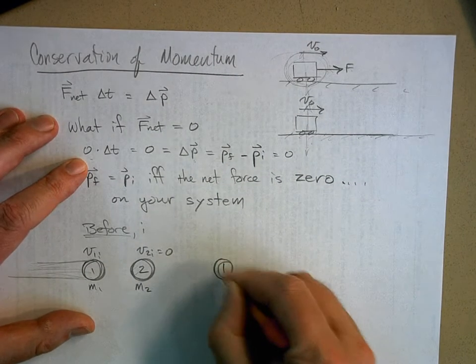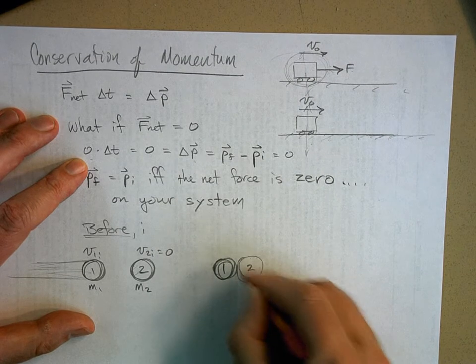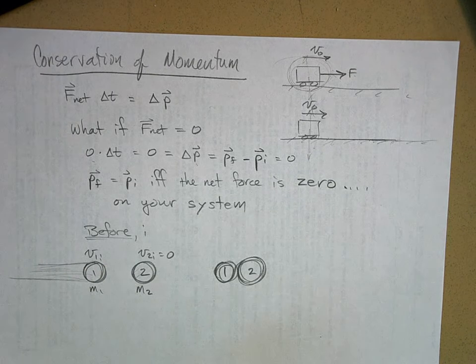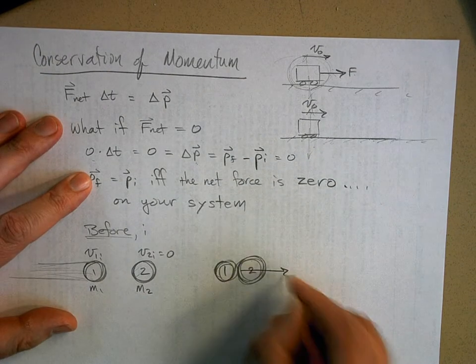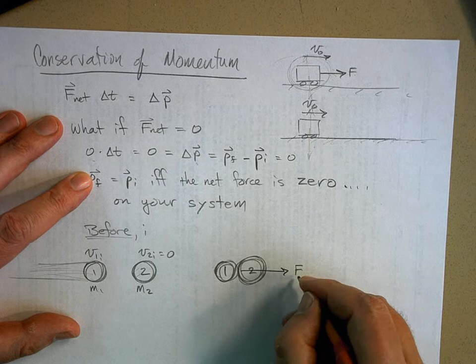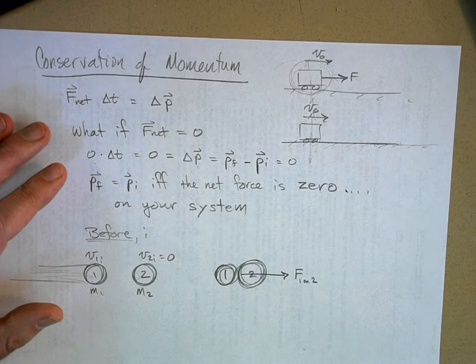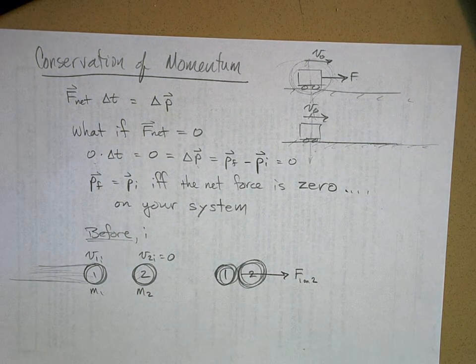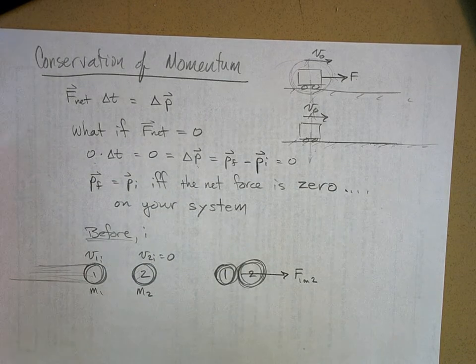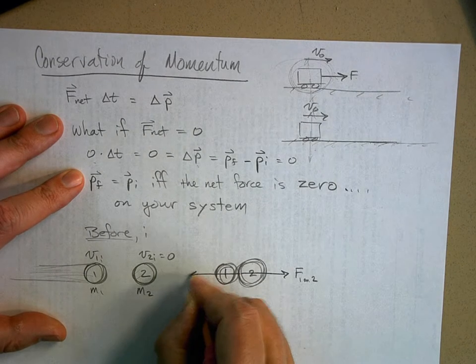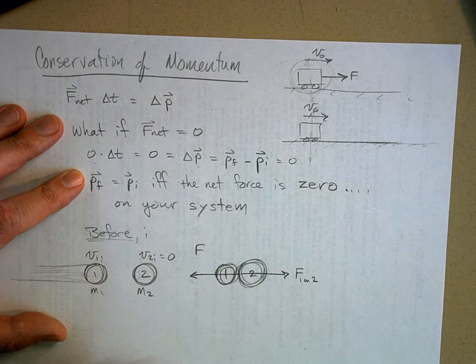Here's object 1. Here's object 2. Now, they are going to apply forces to each other. Here's the force of 1 on 2. Right? But what did Newton say? What does his third law say? For every force on one object, there must be an equal and opposite force on another object. So this is the force of object 2 on object 1.